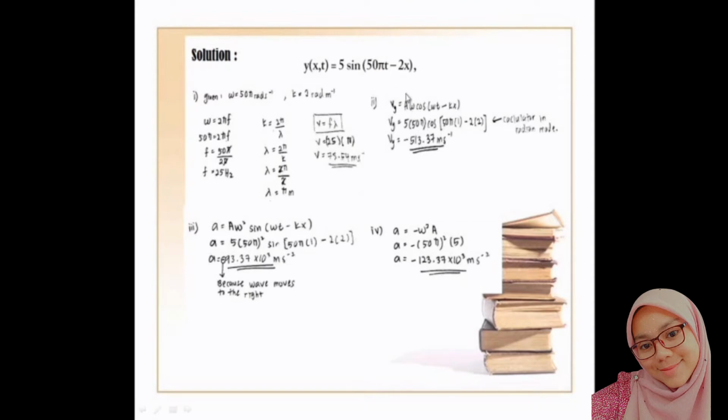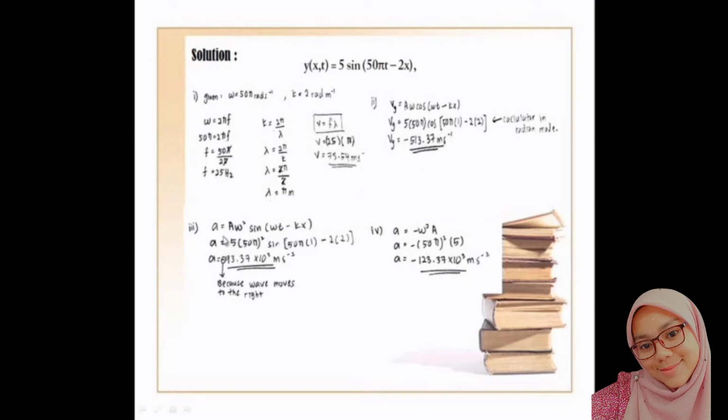Dan omega ni kita tahu 50 pi. And then cos, omega lagi 50 pi kita buka kat sini. And then t is equal to 1 je kan. So kita substitute 1. And then k adalah 2. Substitute x sama dengan 2. So kita tekan calculator. Make sure calculator in radian mode. So bila kita tekan calculator kita akan dapat jawapan negative 513.27 meter per second, iaitu dia punya velocity particles.